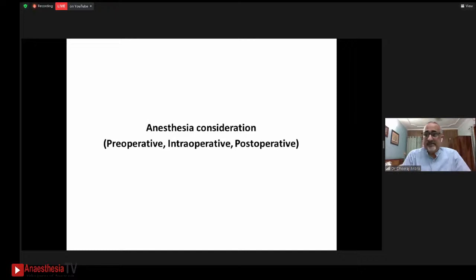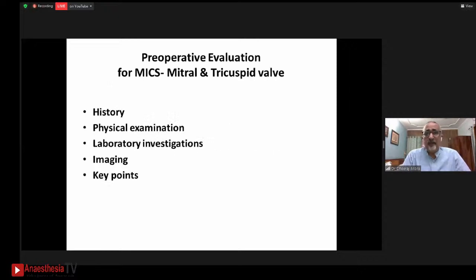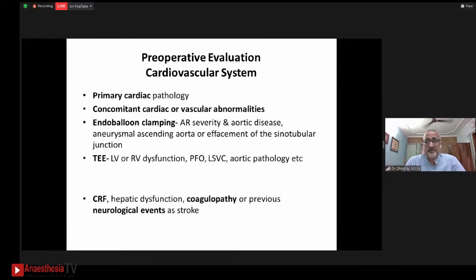Coming to the anesthesia considerations, although the previous speakers have already described the management of the patients in the pre-, intra-, and post-operative period, I will further give some things which were not covered previously. We have to do the history, the physical examination, laboratory investigations, imaging, and key points which are relevant for minimal invasive surgery.